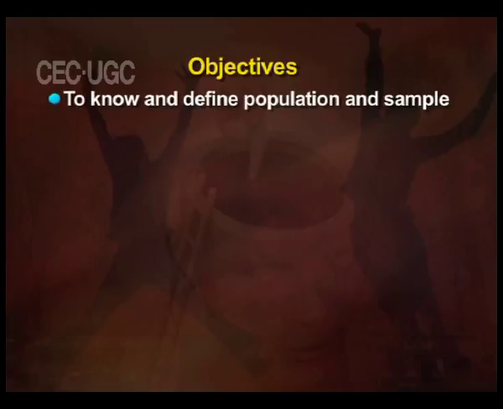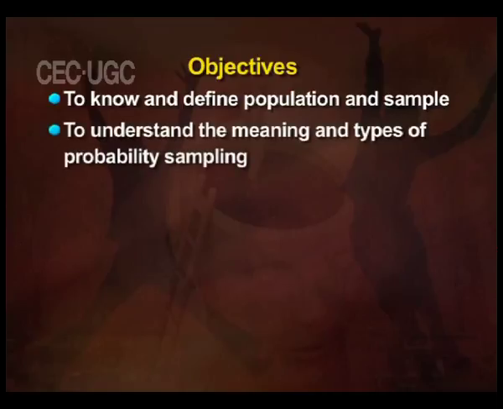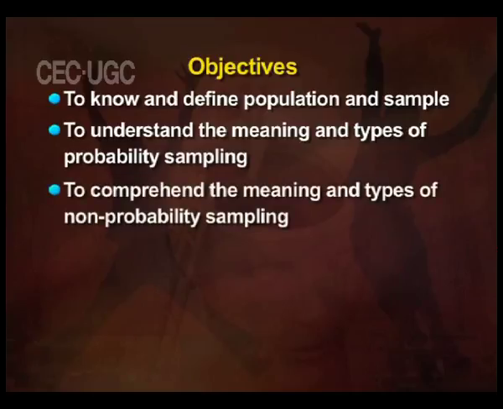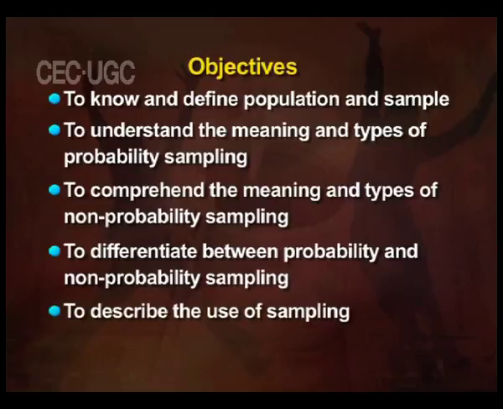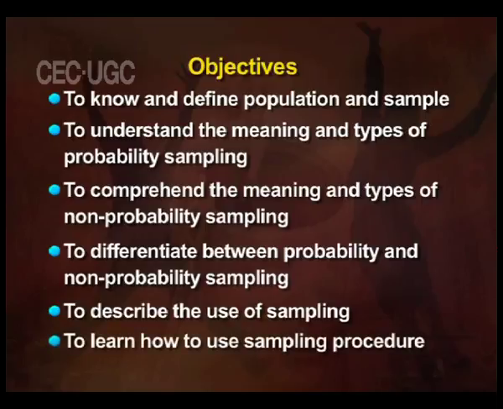Hello students, today we will be discussing sampling. The objectives of this lesson are to know and define population and sample, to understand the meaning and types of probability sampling, to comprehend the meaning and types of non-probability sampling, to differentiate between probability and non-probability sampling, to describe the use of sampling, to learn how to apply sampling procedure.